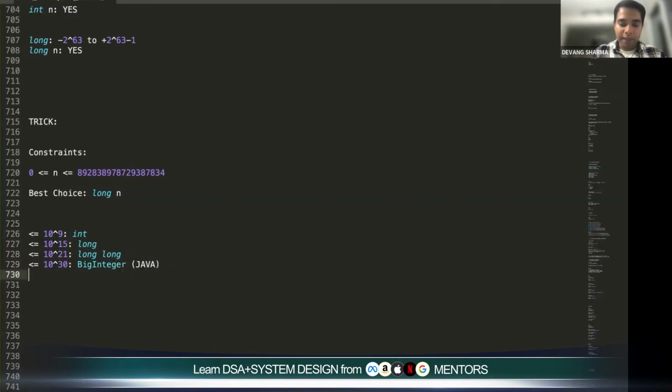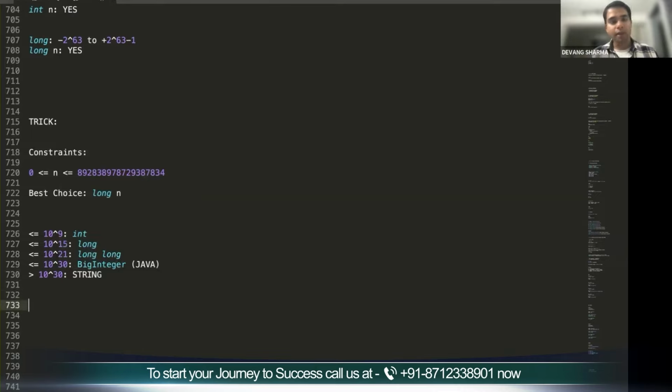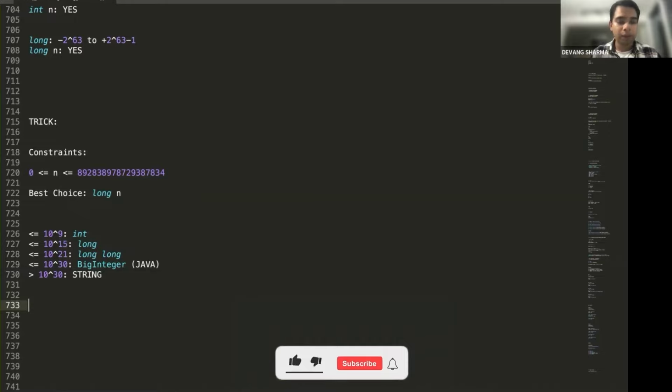And if it goes anything greater than 10 to the power 30, then we don't have a large number type that can deal with that. Either we can create a custom type or use what we call a string. In Python, there is no defined limit, so you can use whatever you want. There's no defined limit in Python and JavaScript. This is for compiled languages.